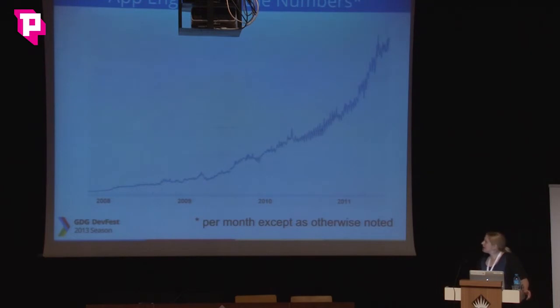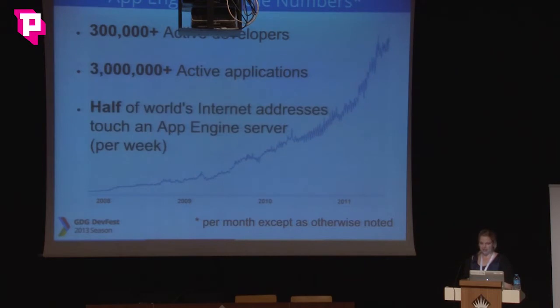If you're not convinced yet, this is the trajectory of AppEngine by the numbers. We cut off at 2011 because it just kept growing, so it's quite scaled up at this point. Here are some basic numbers. Again, these are a little bit old, but 300,000 plus active developers, 3 million active applications, and half of the world's internet addresses actually touch it. So it's quite a few.